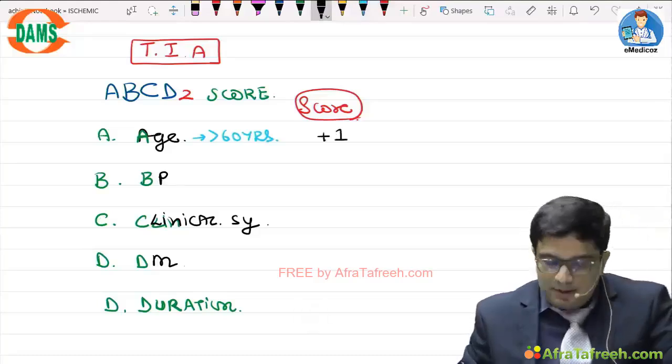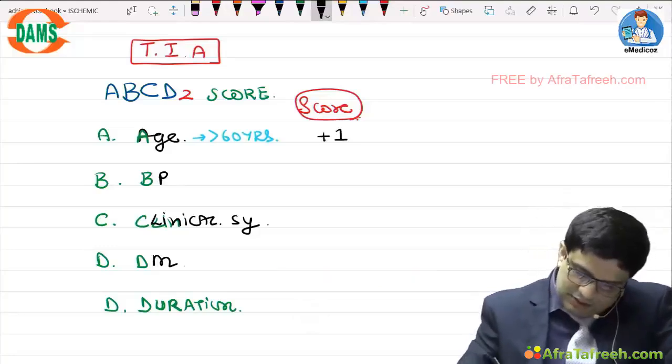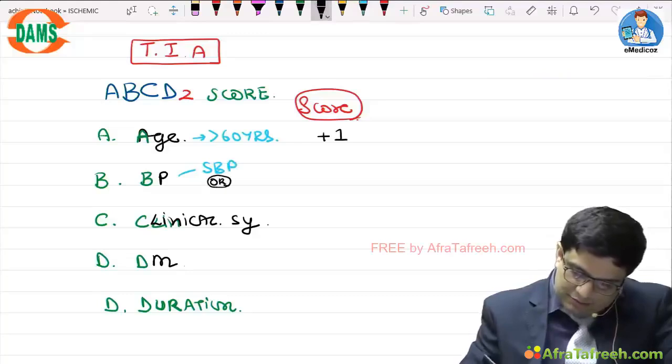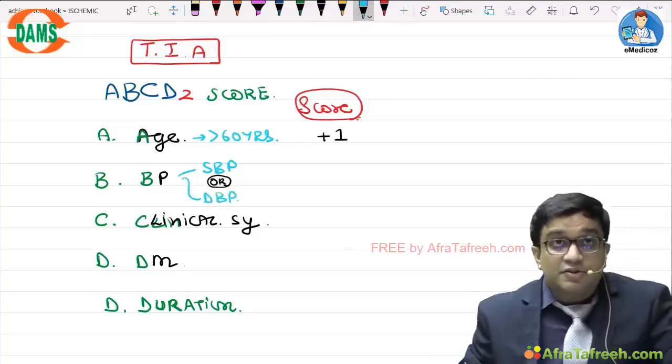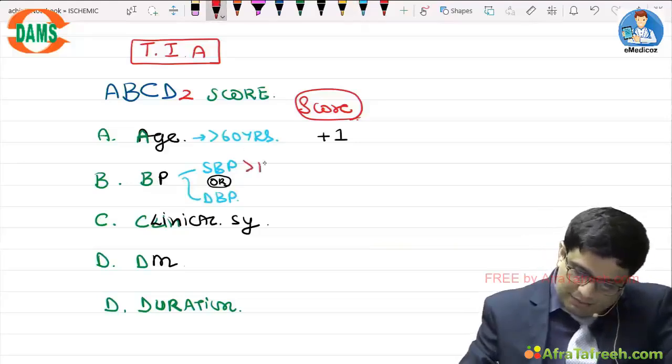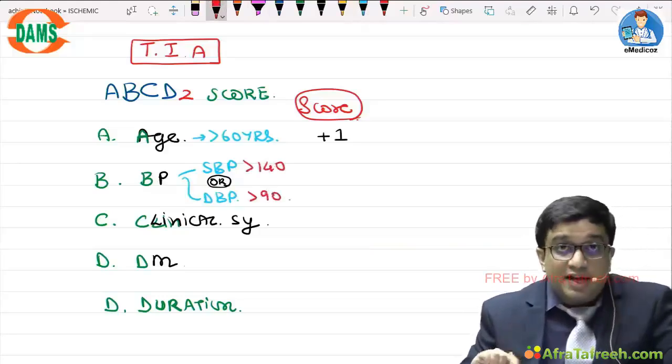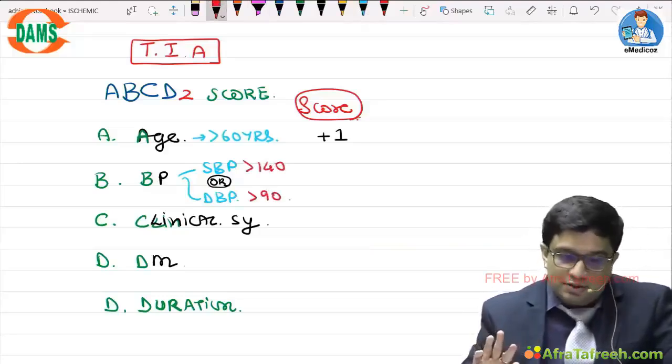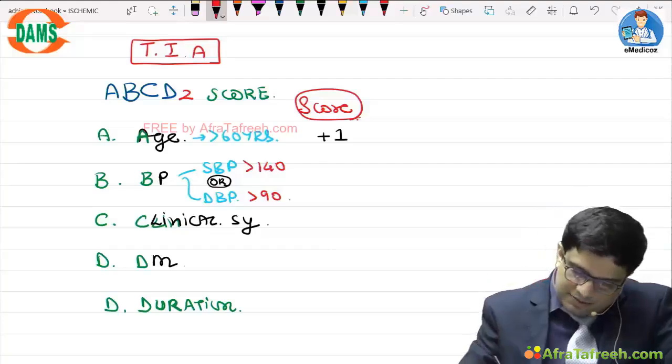Okay, if in our patient the systolic blood pressure, or, I can use the word or, either of the two, the diastolic blood pressure, if the systolic blood pressure is found to be above 140 and the diastolic above 90, either of the two or both of them together, then we get a +1 score again.